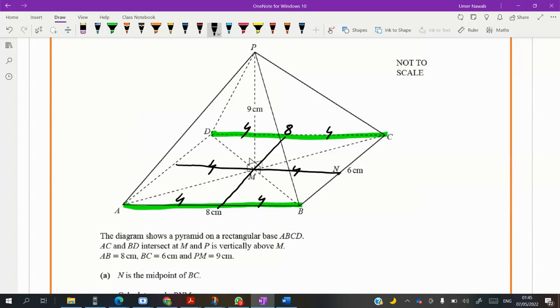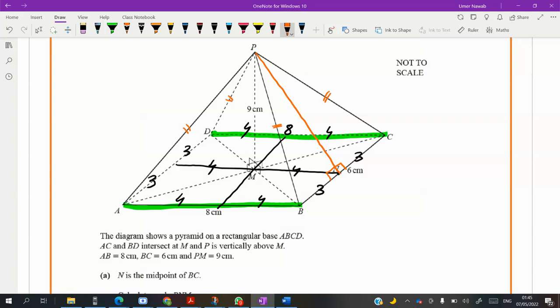Maybe we would need it because he said N is the midpoint. So if N is the midpoint, that should be 3. This is 3, this is 3, and this is 3. Done. Another thing: if you join P with N, you will get a 90-degree triangle here, because it is an isosceles triangle. These sides are all the same.